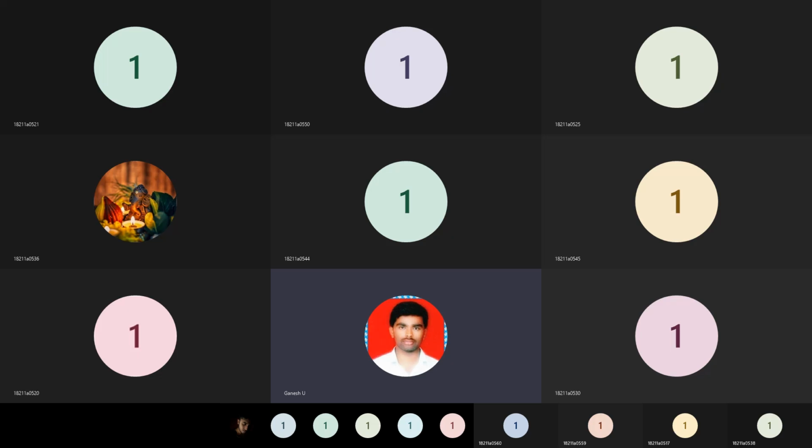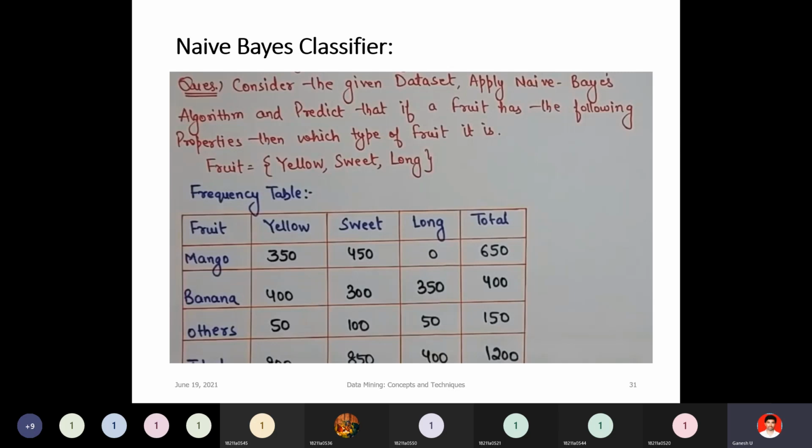Consider the question once, we'll see. Consider the given data set, apply naive Bayes algorithm, and predict, if a fruit has the following properties, which type of fruit it is. Here the data set is given, so for that, we have to apply the naive Bayes algorithm.